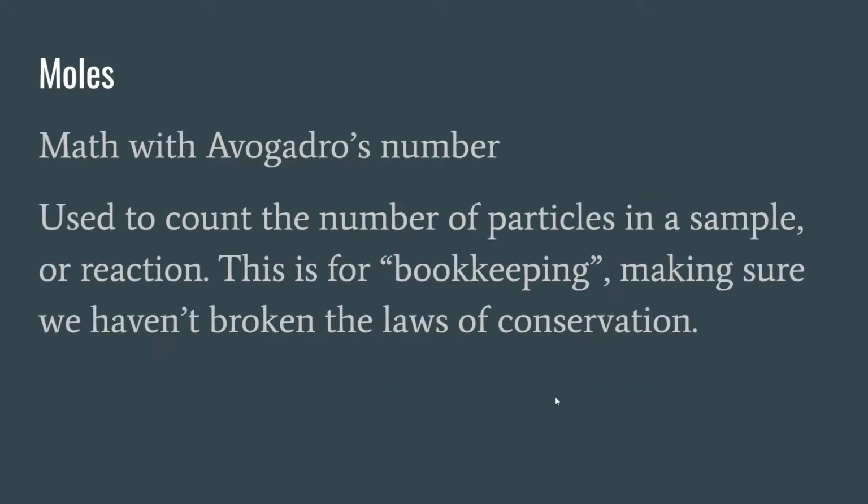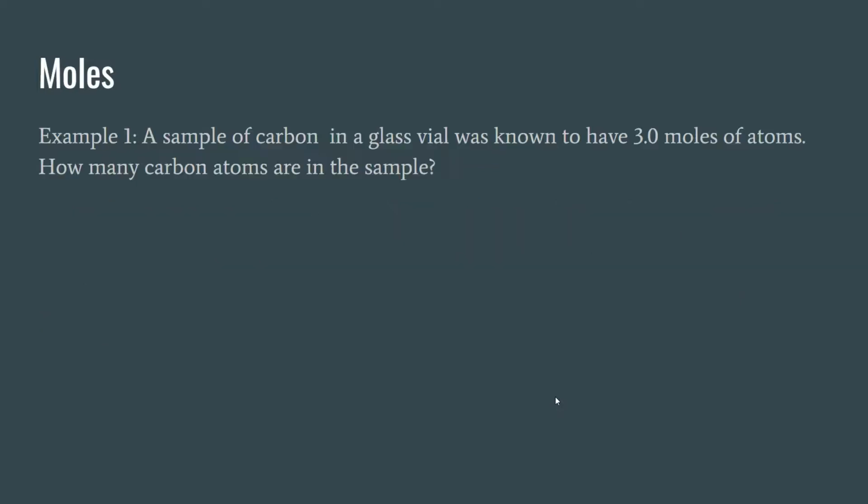Now, using Avogadro's number, I'm able to keep track of the number of particles going into a reaction and coming out of a reaction. It lets me plan my chemistry and make sure I'm not breaking any laws of conservation of mass. It's the number that allows the bookkeeping in chemistry.